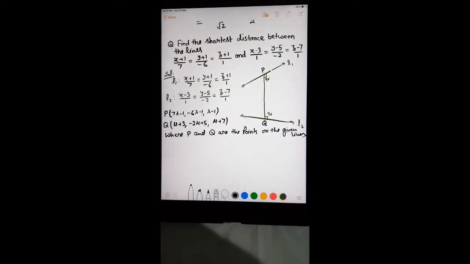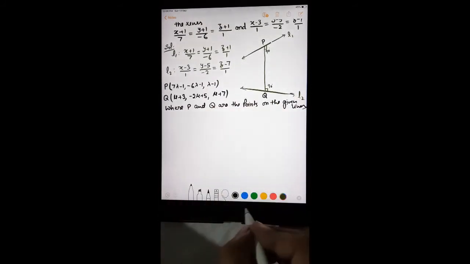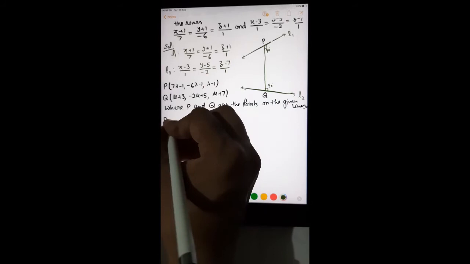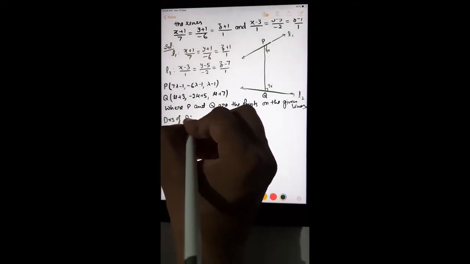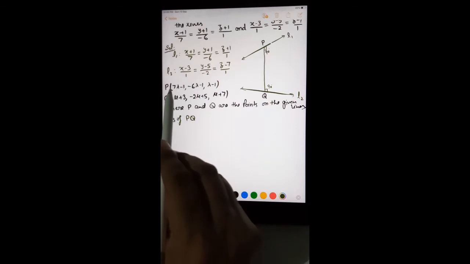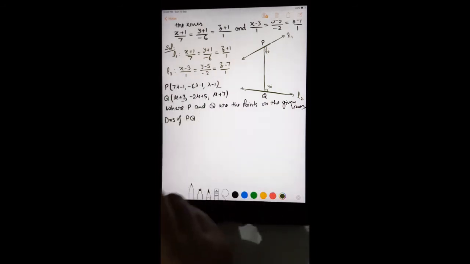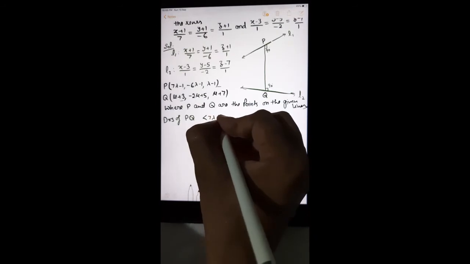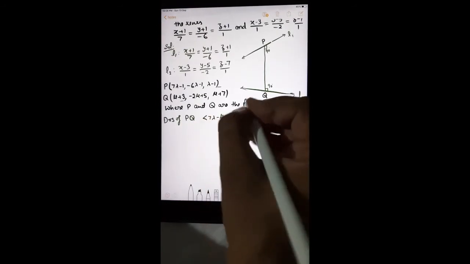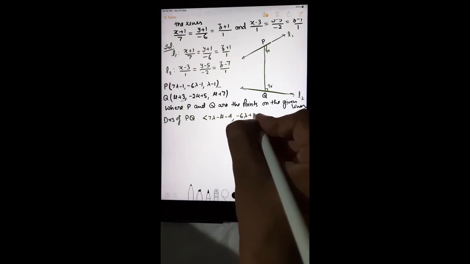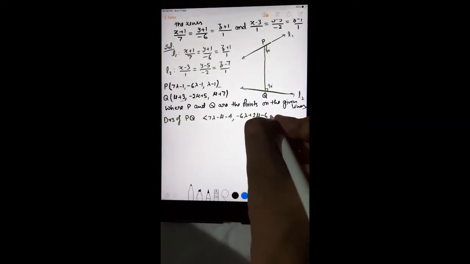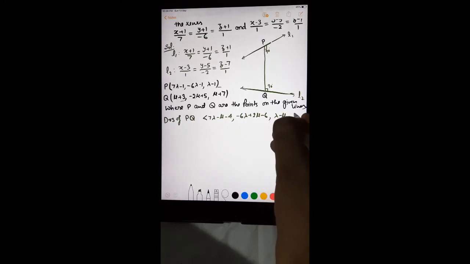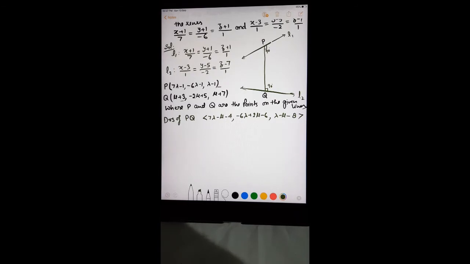Now we can find the direction ratio of the line PQ. Direction ratios of PQ. The coordinates of P are these and coordinates of Q are these. So by taking the difference we can get the direction ratio of PQ. So the direction ratio of PQ are 7 lambda minus mu minus 4, minus 6 lambda plus 2 mu minus 6 and lambda minus mu minus 8. These are the direction ratios of the line PQ.